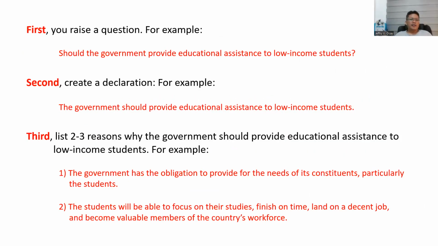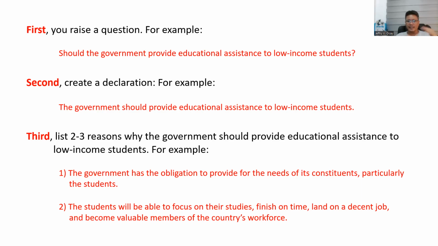So first, you raise a question. For example, you may say, should the government provide educational assistance to low-income students? And then after raising or asking the question, the second step is you create a declaration out of that question. For example, you may say, the government should provide educational assistance to low-income students.